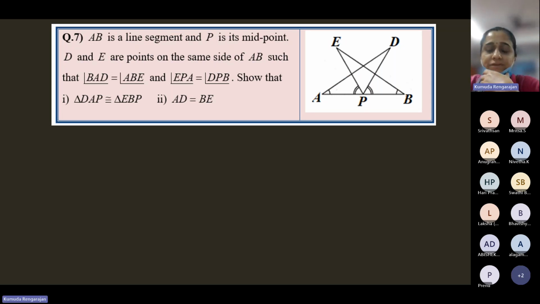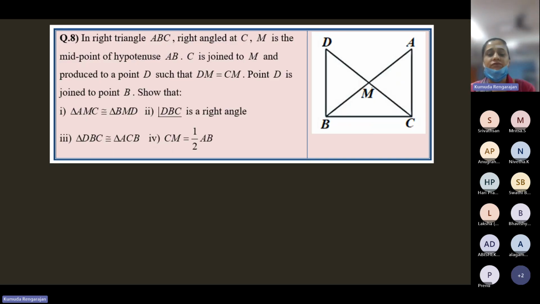AB is a line segment. Now here, if the figure or the diagram is not given, you need to know how to draw the diagram. So let's do that. In right triangle ABC, you can even draw it like this. In right triangle ABC, right angle at C.